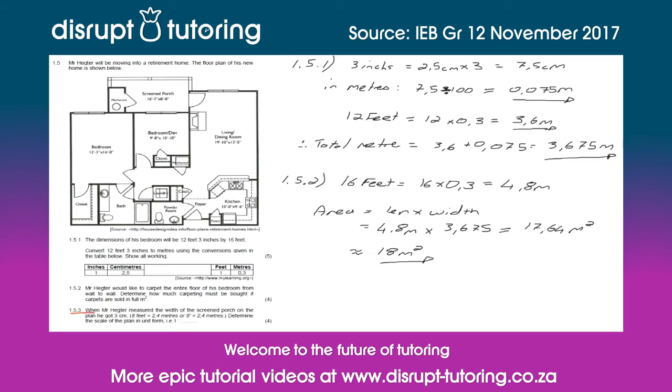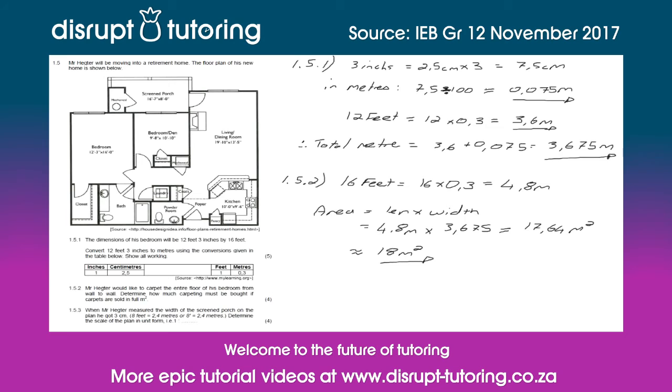So the next one, they say, when Mr. Hedger measured the width of the screen porch on the plan, he got 3 centimeters. And they've told us that 8 feet equals 2.4 meters. So determine the scale of the plan in the form of 1 is to something. So that's the scale they need.